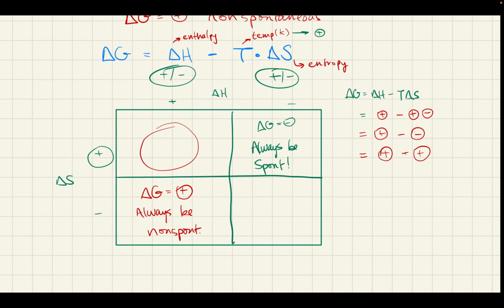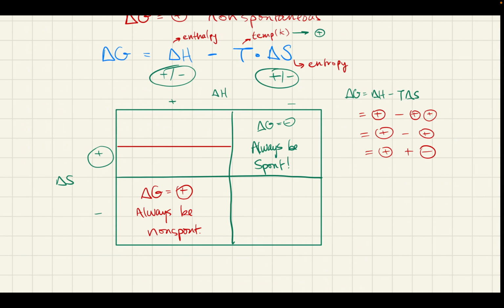Now this top left and bottom right quadrant are a little bit more interesting. Let's walk through the top left quadrant. In here we have a positive number minus a positive times a positive. If we do the same simplification we've been doing, that turns to this. Now, is a positive number plus a negative number always going to be positive or always going to be negative? No, it depends.